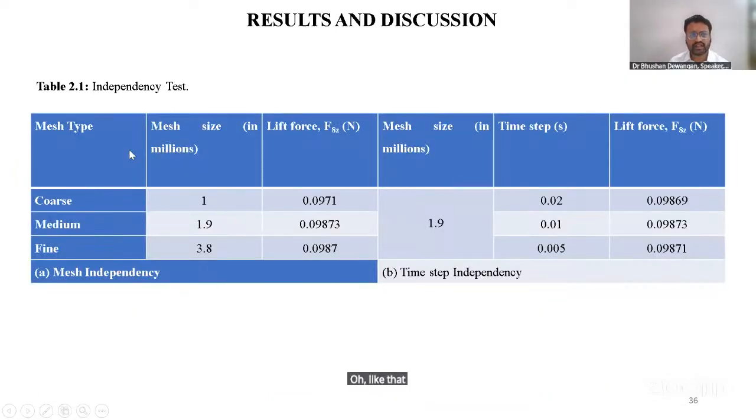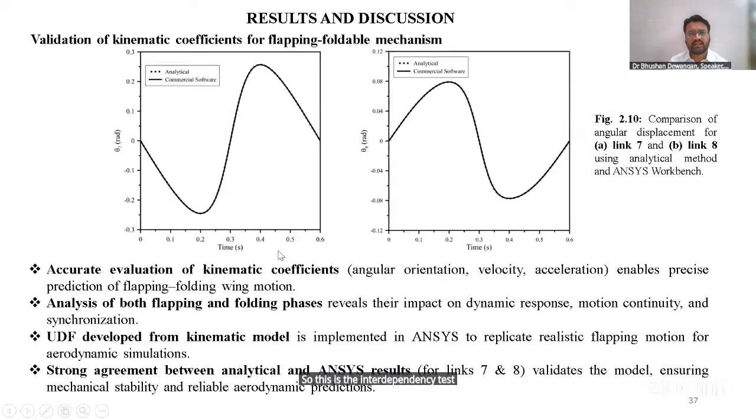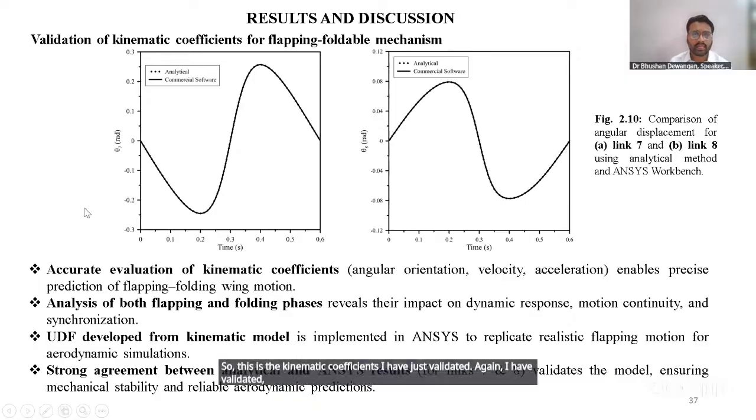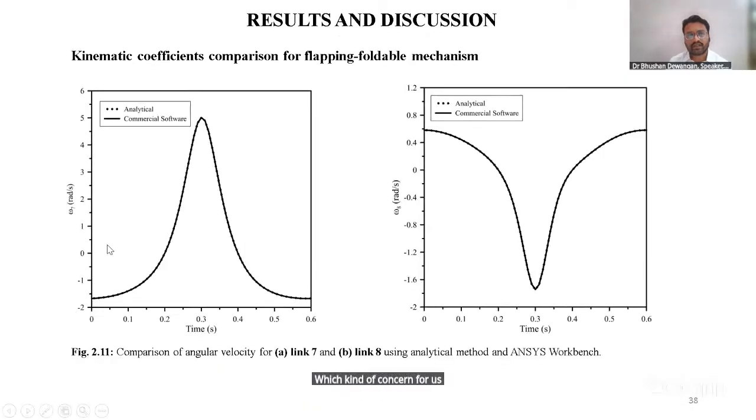This is the independency test I have done. These are the kinematic coefficients I have validated. Again, I validated because it is a very huge concern for us. So I used that. You can see.